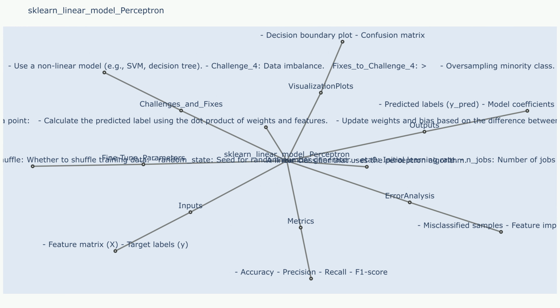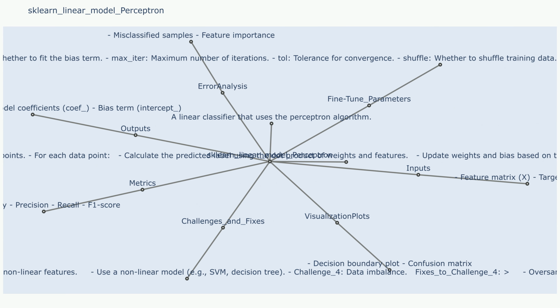The default is true. max_iter: the maximum number of iterations to run the algorithm. The default is 1000. tol: the tolerance for the stopping criterion. The default is 1e-3. Shuffle: whether to shuffle the training data before each iteration. The default is true. Random state: the random seed used to shuffle the training data.